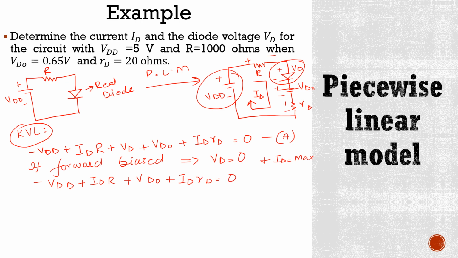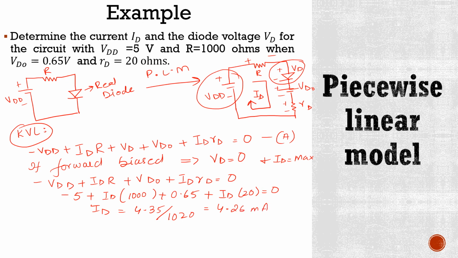Now we will put our given values in this equation. So we'll write minus 5 plus ID 1000 plus 0.65 plus ID 20 is equal to 0, or by solving this equation we will get ID is equal to 4.35 divided by 1020 is equal to 4.26 milliampere. Okay, so this is the value of diode current.